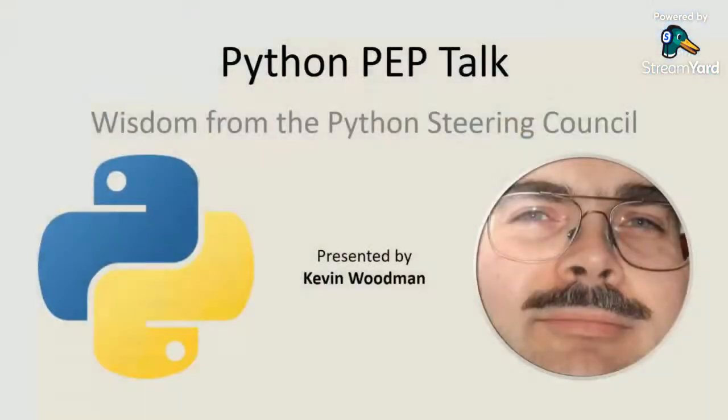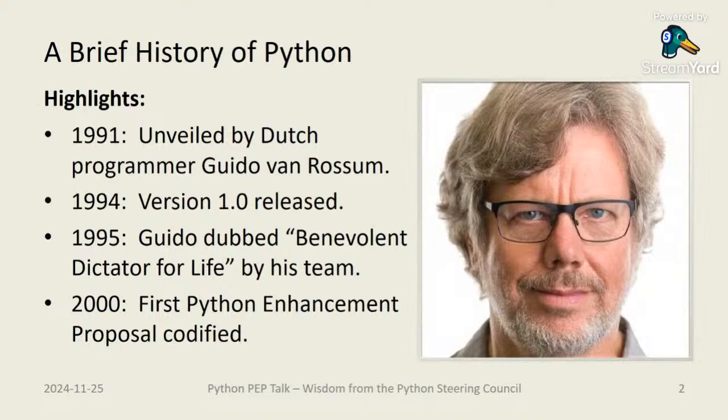I'm going to start off with a brief history of Python. Python was created by Guido van Rossum, a Dutch programmer, and he unveiled it to the world in 1991. With a team of developers beside him, he released Python version 1.0 in 1994. In 1995, because everybody was really impressed with how clear his vision was and how he could articulate it, Guido was dubbed benevolent dictator for life of the Python project.